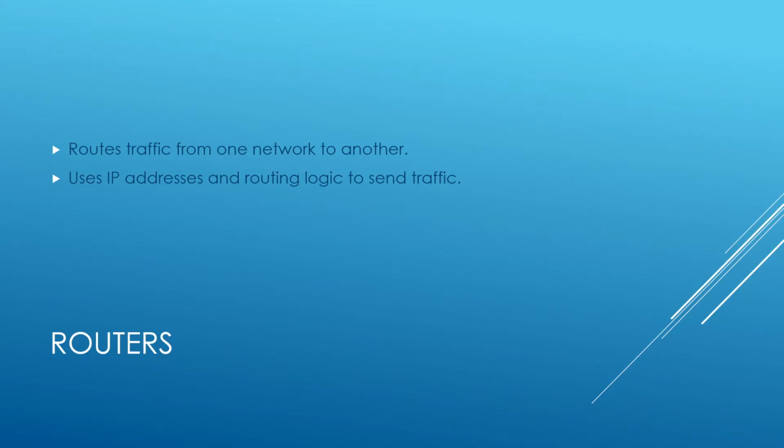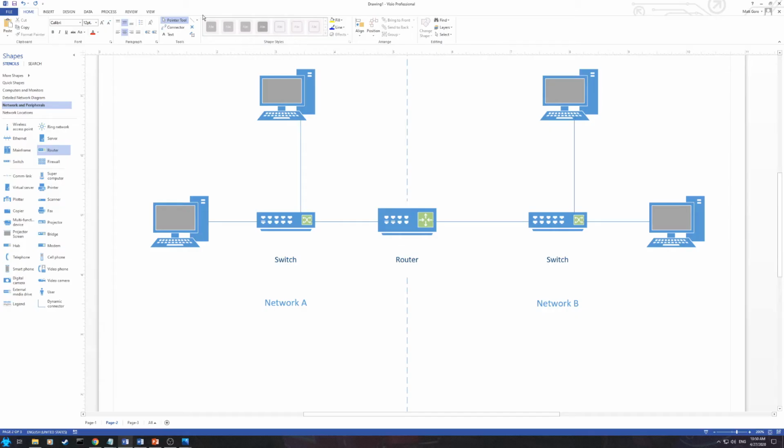So a router in this case is pretty much used when you want to send traffic from one network to another network. Routers don't route traffic based on MAC addresses, although it's part of it. It uses IP addresses and routing logic, which we'll get into much later, to figure out where to send traffic. So in this diagram here, I have two networks. These two networks are connected by a switch, which we already know what it does.